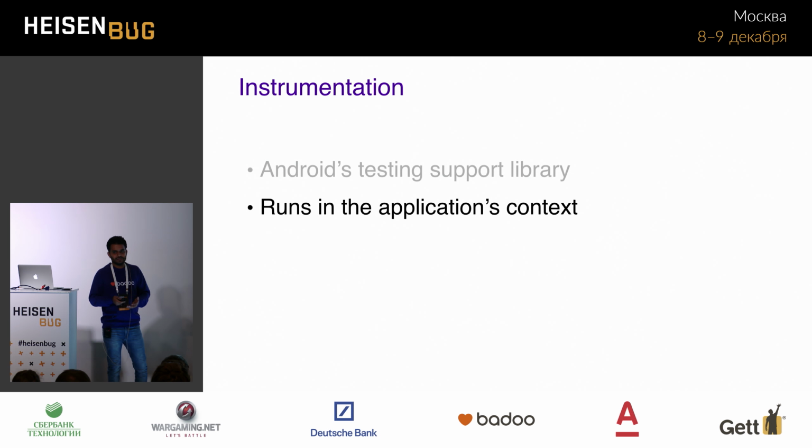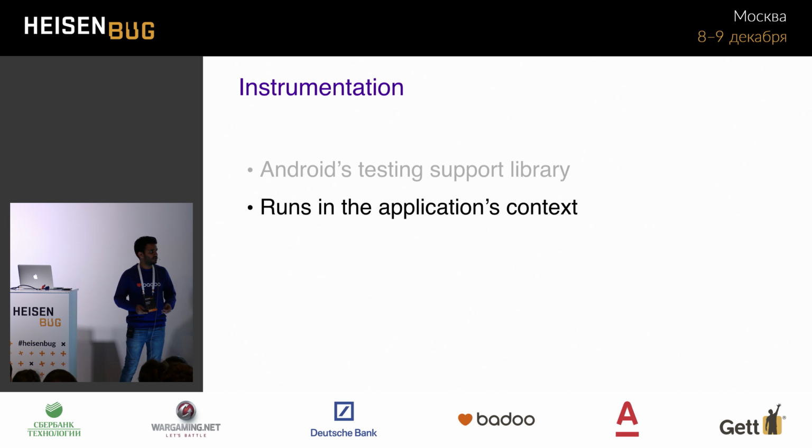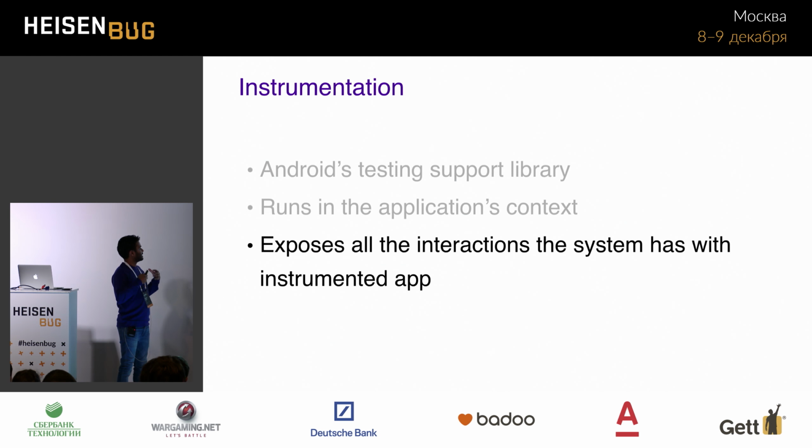And the instrumentation actually runs in the application's context. So if you are testing some app, you instrument it. So this instrumentation knows all the data about your app. That's what enables the backdoor in Calabash. Instrumentation exposes all the interaction that the app has with Android system, and that's why instrumentation is able to drive your application under test.